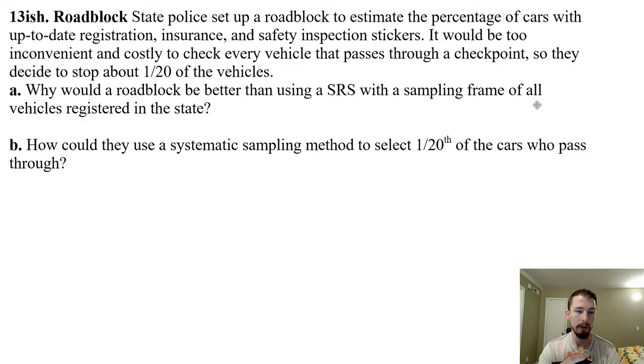Okay, so how could they use a systematic sampling method to select 1/20th of the cars that pass through? Well, for every lane that you have, you just stop every 20th car and check them, and then let the next 19 cars go through. And that would be a systematic way of doing that.